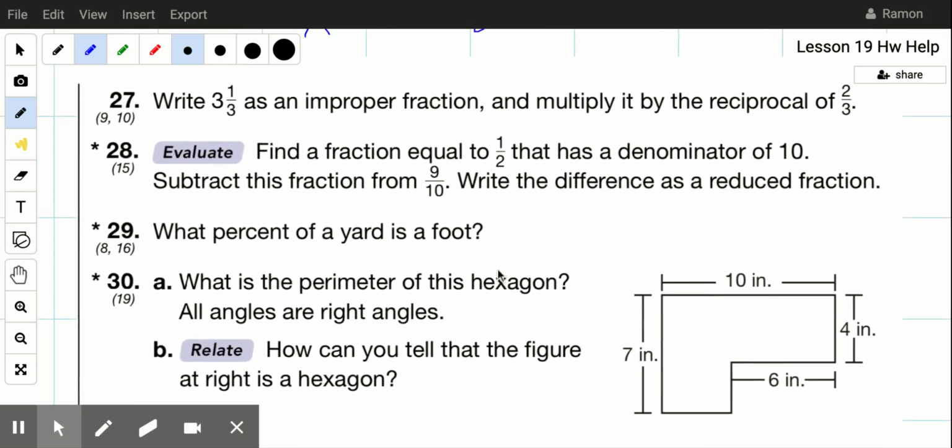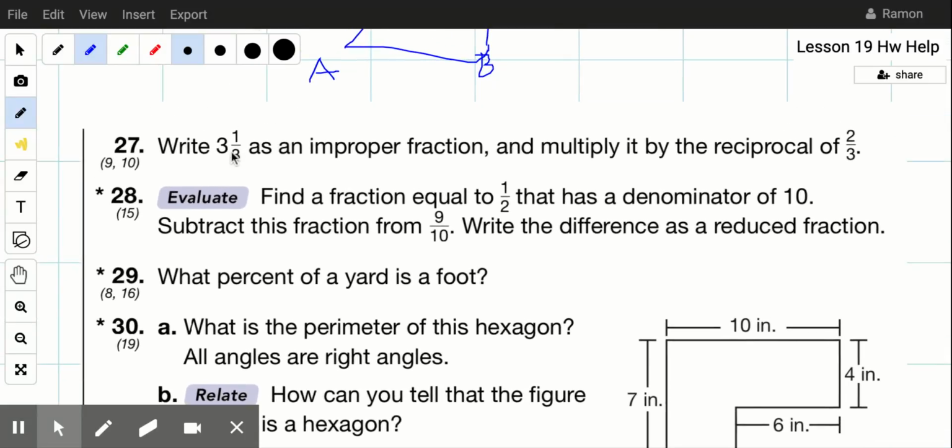27, write 3 and 1/3 as an improper fraction and then multiply by the reciprocal of 2/3. So first things first, we multiply the whole number and the denominator, and then we add the numerator. The denominator stays the same, so it's 10/3. And then you multiply by the reciprocal, 3/2. Remember that a reciprocal is just a fraction flipped. Once you have done that, you can then multiply and then simplify if you so choose.